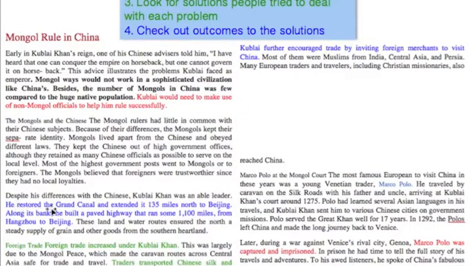He restored the Grand Canal and extended it 135 miles north to Beijing. Along its bank, he built a paved highway that ran some 1,100 miles from Jiangsu to Beijing. And Kublai further encouraged trade by inviting foreign merchants to visit China.